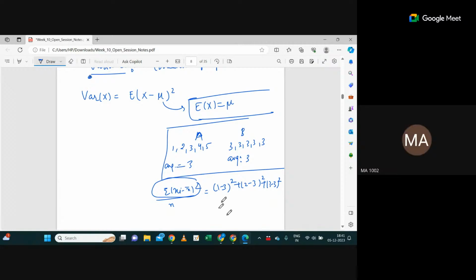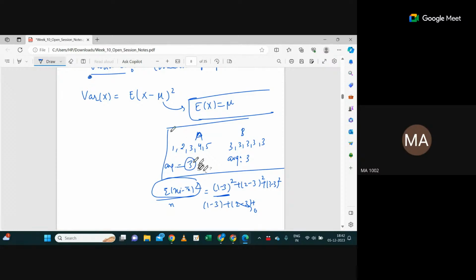Why are we doing only the square? Why are we not doing 1 minus 3 plus 2 minus 3 and so on? If you do this, it will give you 0, right? Why are we squaring? Because we are observing the spread from its mean. We are not focusing on whether it is sample or population. We are just focusing on what variance tells us. It gives you how much variability there is from its mean.